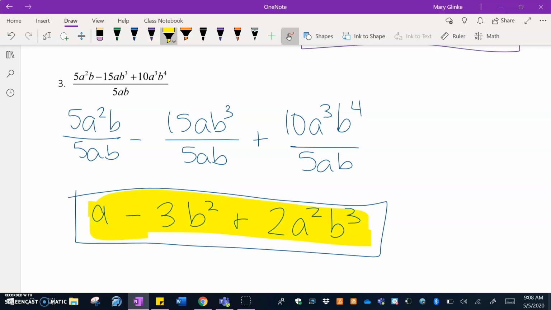And so that is how you divide polynomials by monomials. You divide each term by the monomial and reduce each fraction.